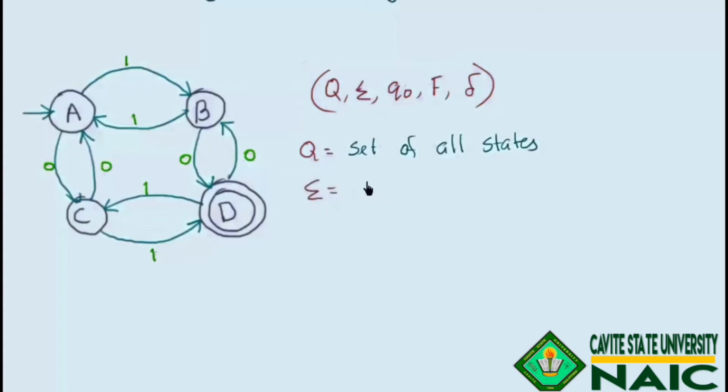And what is sigma? Sigma is the inputs. The inputs are represented by sigma. And then the next one is Q naught. What is Q naught? Q naught is the start state, or the initial state.